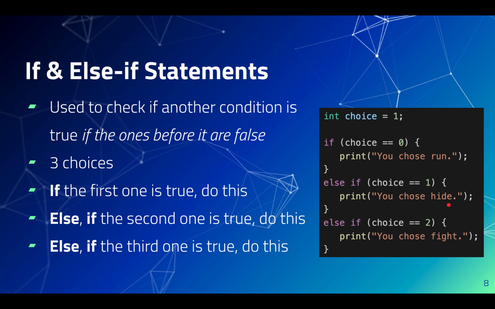Now the program will stop checking the rest of the block, because one of the conditions was already met. The else ifs are only checked if every condition before it was false. So if this if statement was true, then this would not be checked, and this would not be checked either.